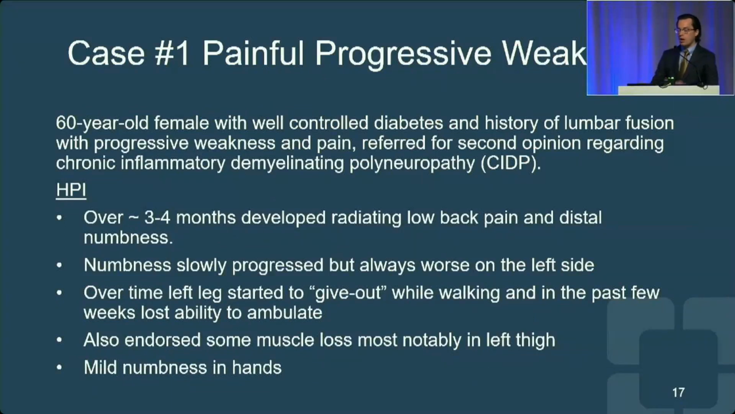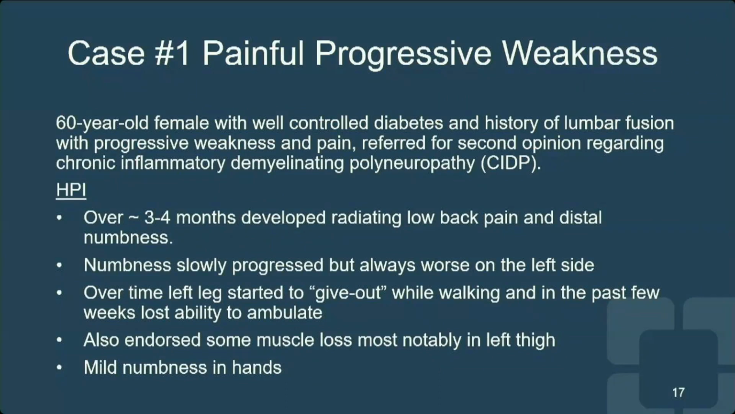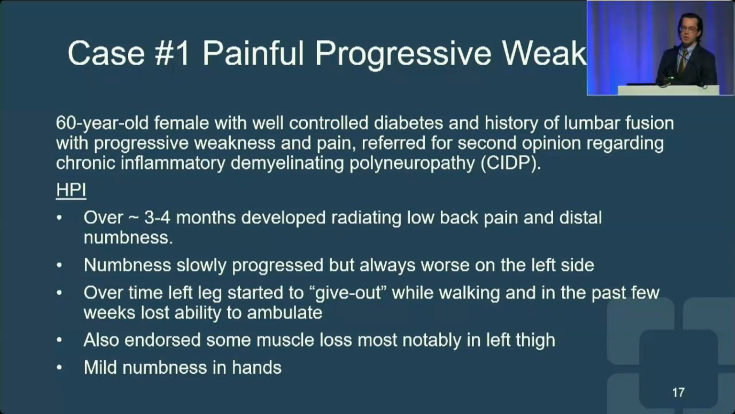So that leads me to a couple of cases, and I think there are some really high yield teaching points in these, which is why I wanted to bring them up. These are both patients I have seen in the last few years. The first one is a 60-year-old female. She has well-controlled diabetes. She has a history of a lumbar fusion, and she presents with progressive weakness and pain. Her initial diagnosis was CIDP, and that's why she was referred to me.